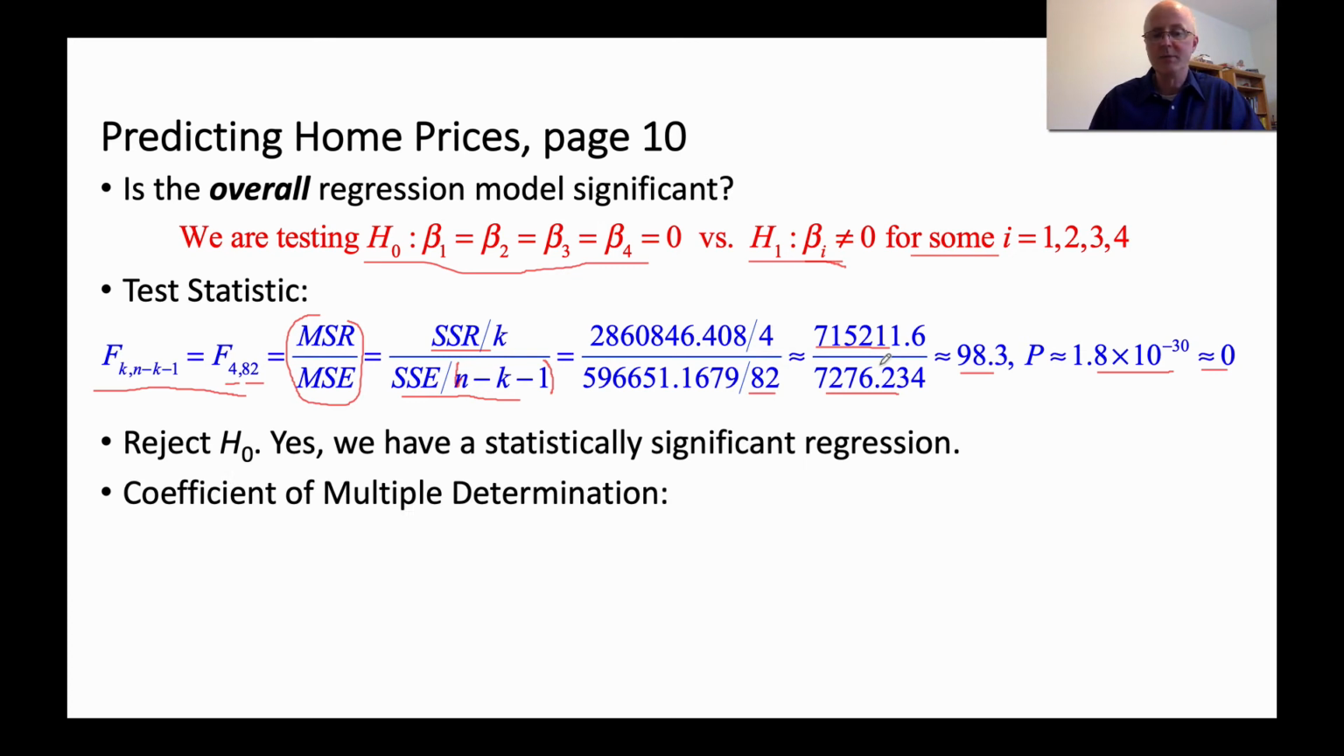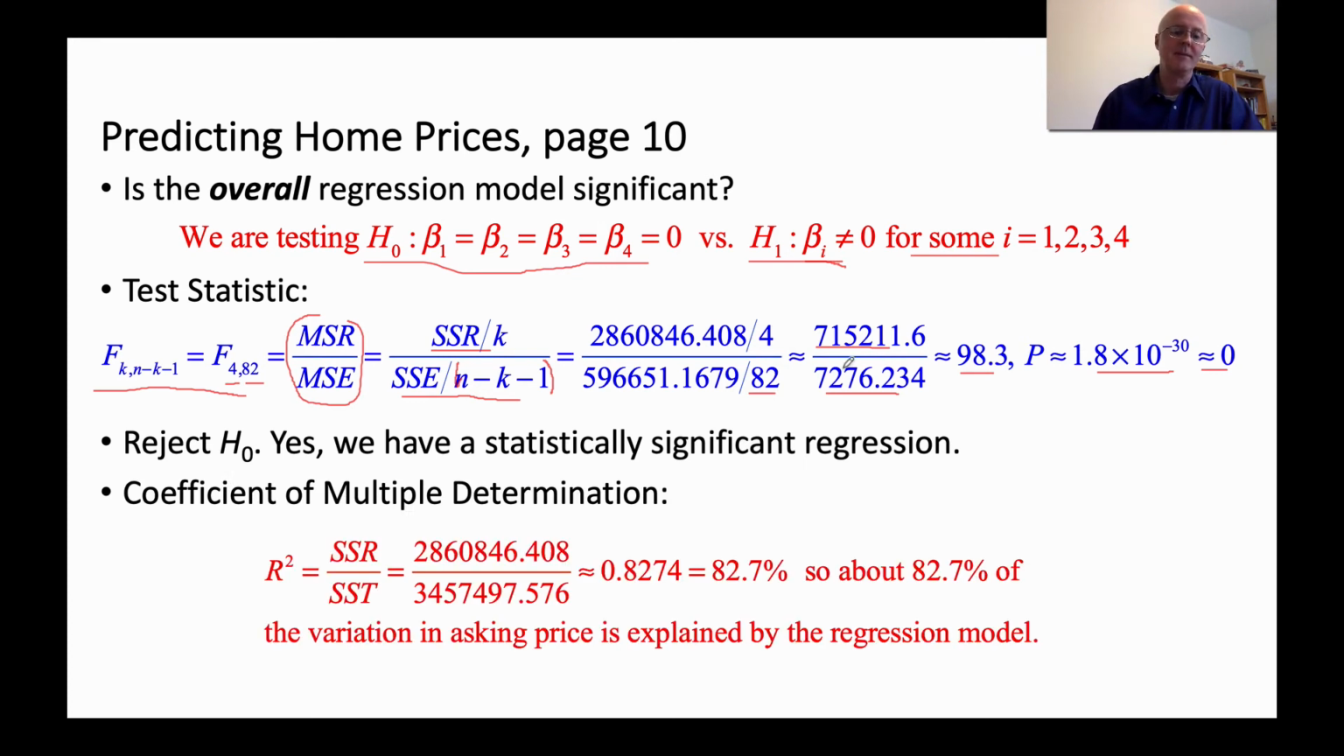What's the coefficient of multiple determination? That again is R squared. That can be found as SSR divided by SST, SSR being again sum of squares for regression, SST being sum of squares total. SSR was much bigger than SSE here. That's almost 3 million, whereas this is only about 600,000. So this fraction is pretty close to 1.